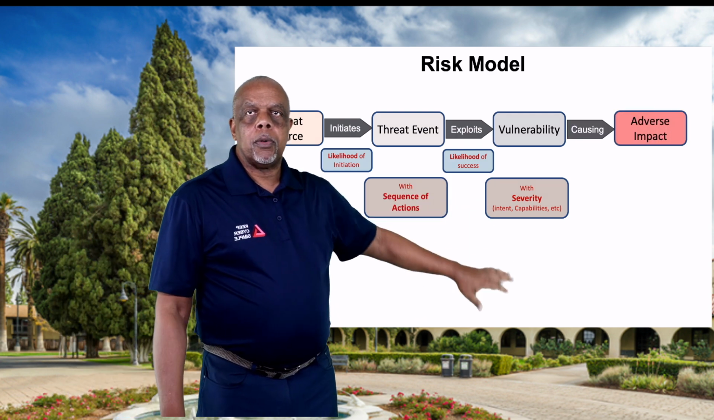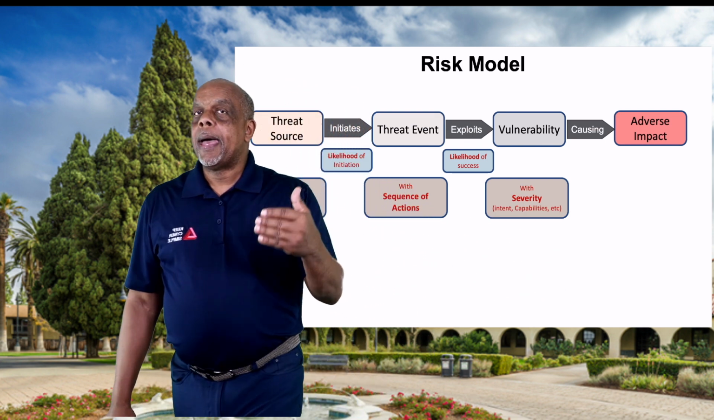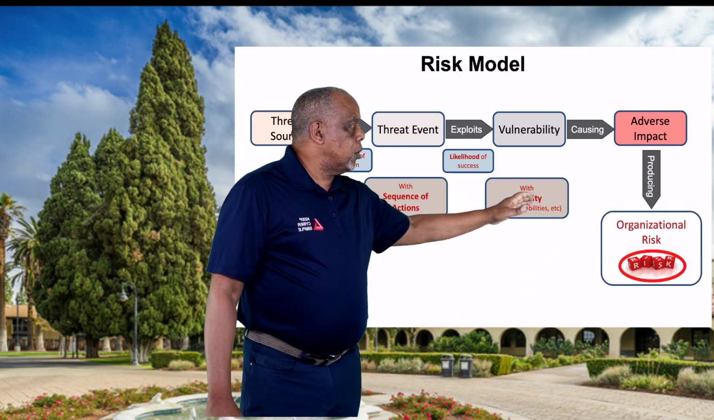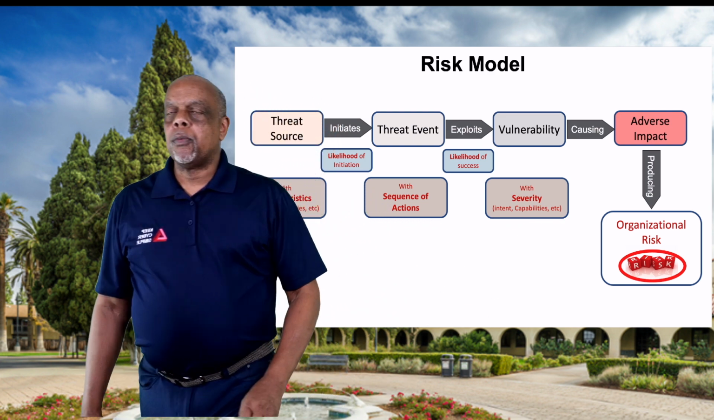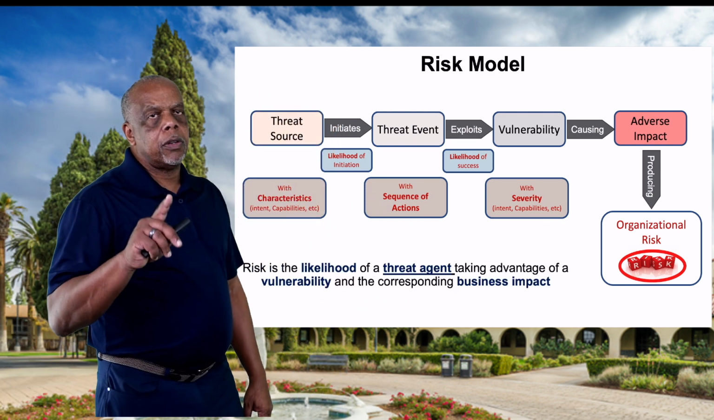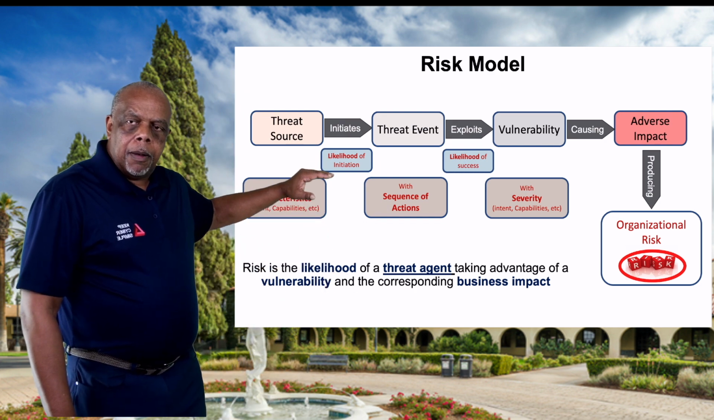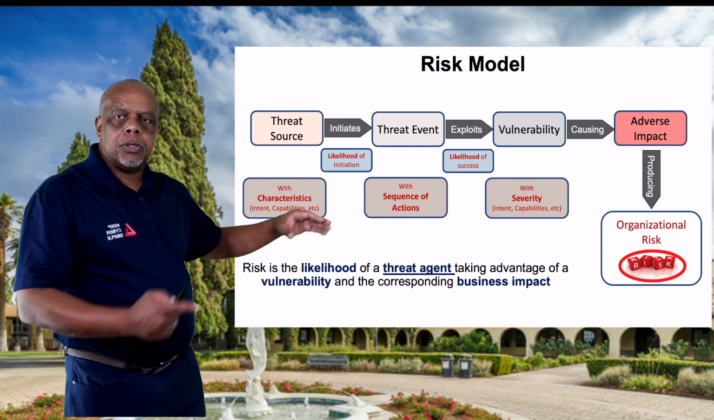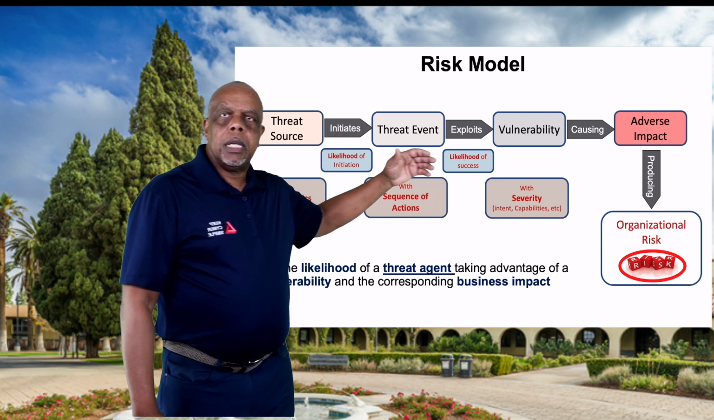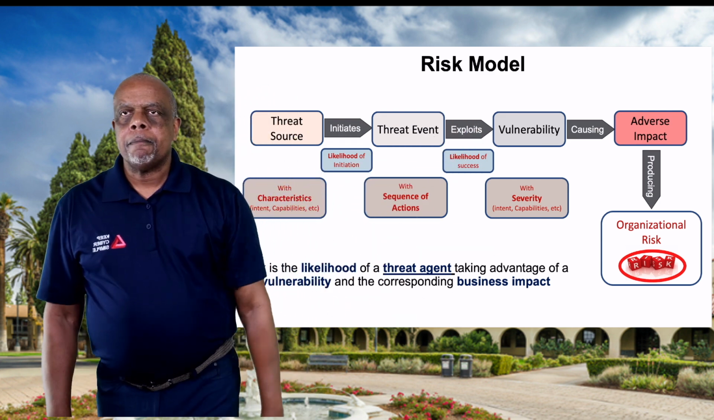So, hope you see where I'm going. What does this do now? It causes some type of adverse impact, and that adverse impact is going to produce organizational risk. So you see that risk model that we just talked about: likelihood of a threat agent taking advantage of a vulnerability, and corresponding business impacts. When we decompose it, there's people. This is where the likelihoods come into play, as well as threat agents, threat events, adverse impact.